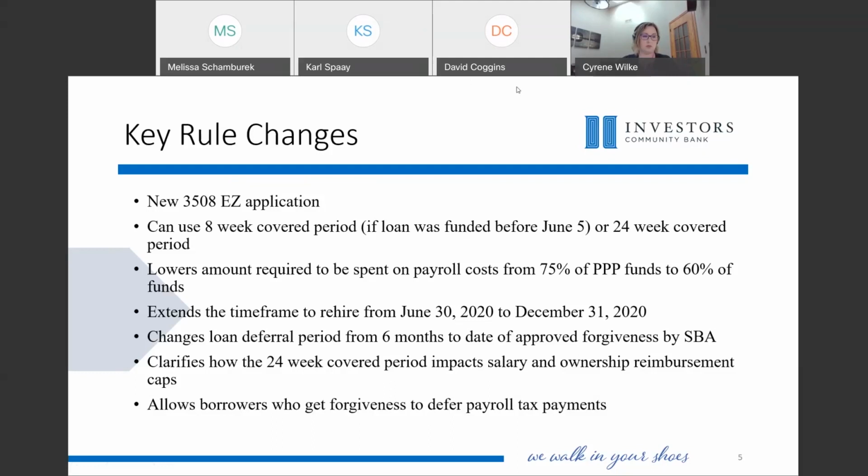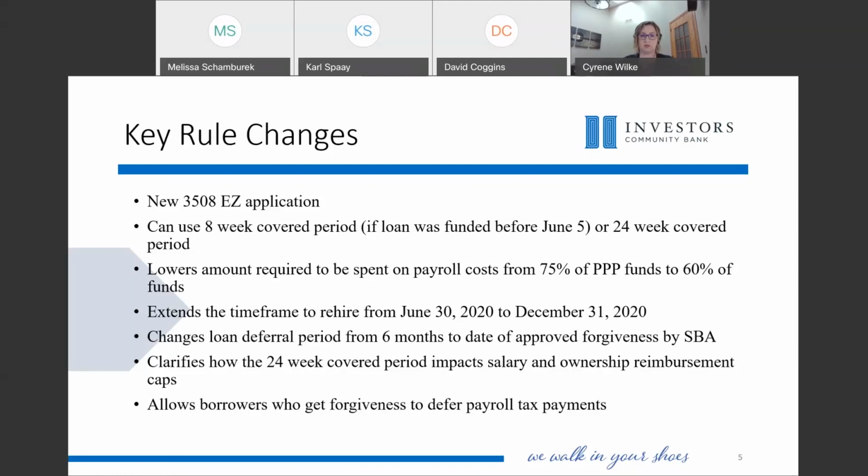As Serene indicated, our goal is to help you get maximum debt forgiveness. It would be wonderful if all of our customers were able to qualify for full forgiveness. We think some of the law changes that came about with that June 5th Paycheck Protection Program Flexibility Act are helping a lot in that regard, and that's what I'd like to touch on now.